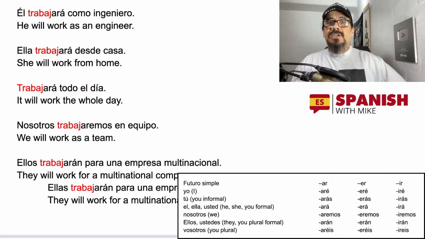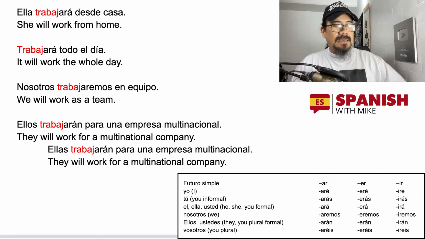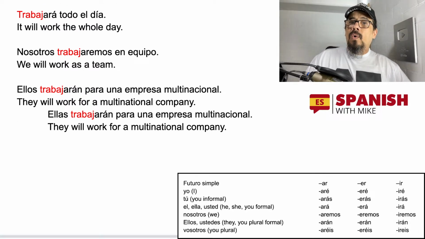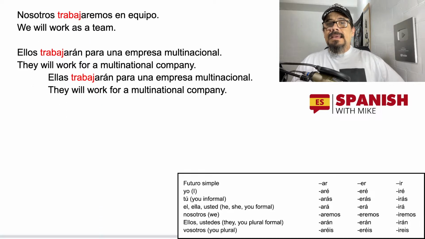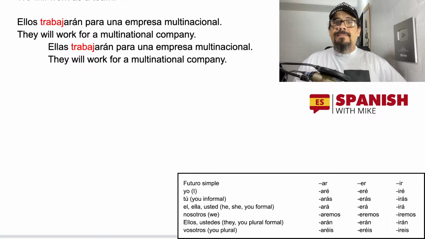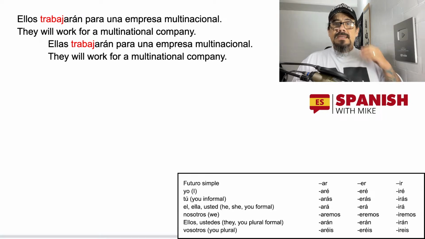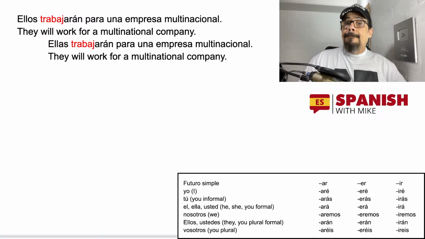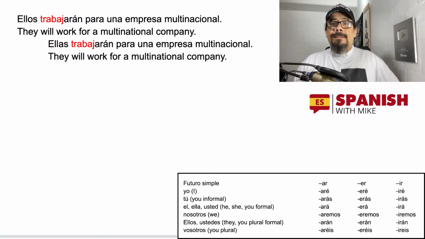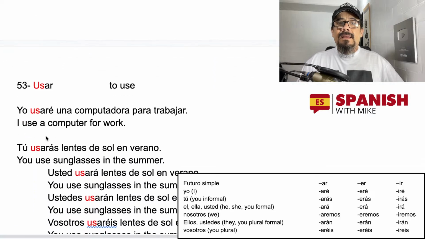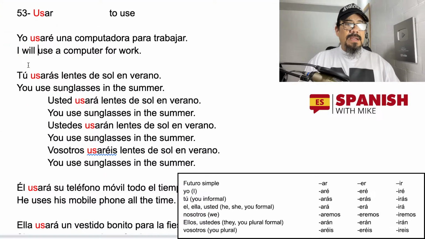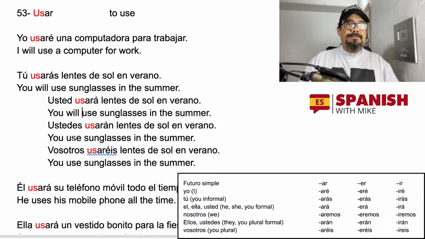Él trabajará como ingeniero. He will work as an engineer. Ella trabajará desde casa. She will work from home. Trabajará todo el día. It will work the whole day. Nosotros trabajaremos en equipo. We will work as a team. Ellos trabajarán para una empresa multinacional. They will work for a multinational company. Male. Ellas trabajarán para una empresa multinacional. Female. Verb 53rd. We're ready to finish. Usar. To use. Usar.